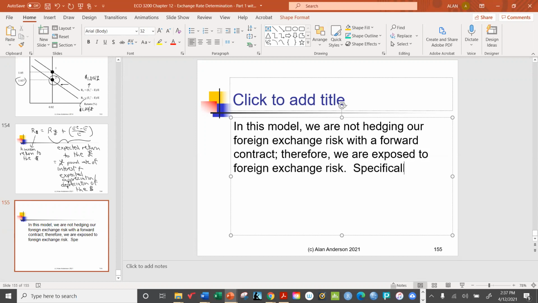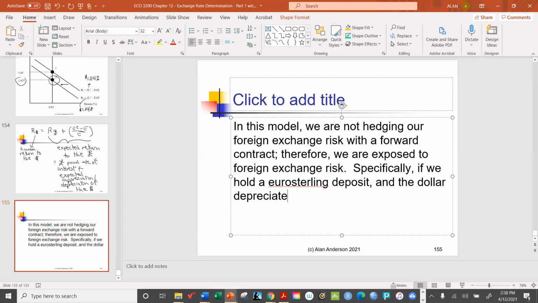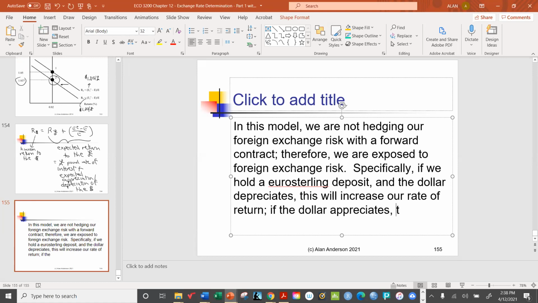Specifically, if we hold euro sterling, a euro sterling deposit, I should say, which means that our money is denominated in pounds or sterling, and the dollar depreciates, this will increase our rate of return. If the dollar appreciates, this will, of course, do the opposite, decrease our rate of return.